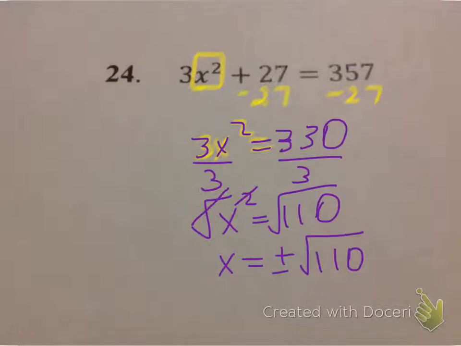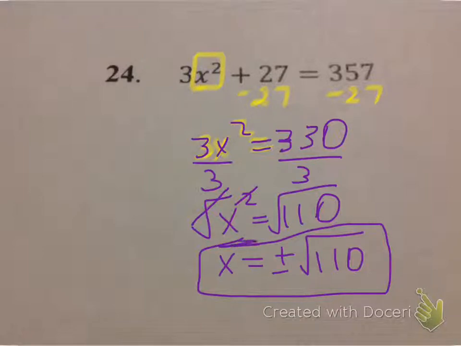Now, I can go through the process and see, is 110 going to break down? It's not divisible by 4. It's not divisible by 9, it's not divisible by 16, it's not divisible by 25. So it doesn't have any perfect squares in it. So then we can't simplify it. If we can't simplify it, then we leave it the way it is. That's an okay answer.